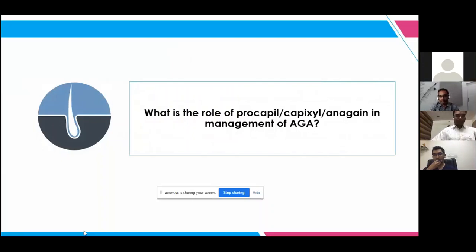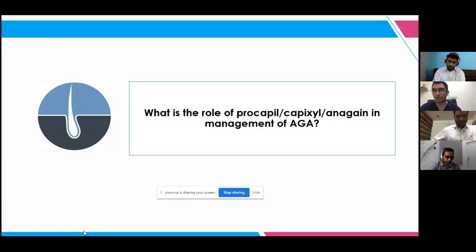I think you know about Procapil and all those things. So what is the role of Procapil, Capixyl, and Anagain in the management of androgenetic alopecia? Honestly speaking, randomized clinical trials and large-scale studies are not available for the treatment of this. So I would rather use it in combination with minoxidil. I've never used it standalone.